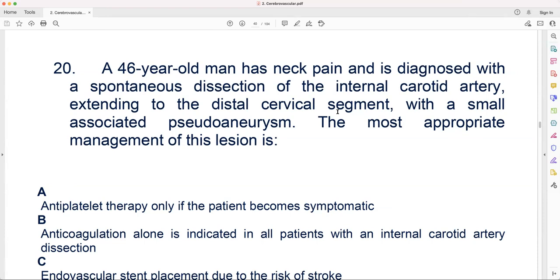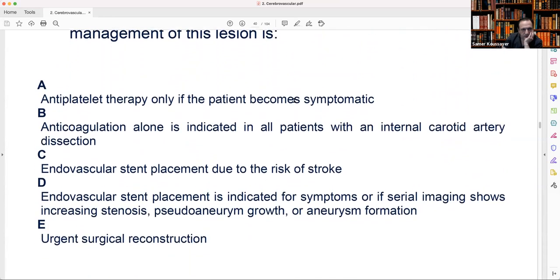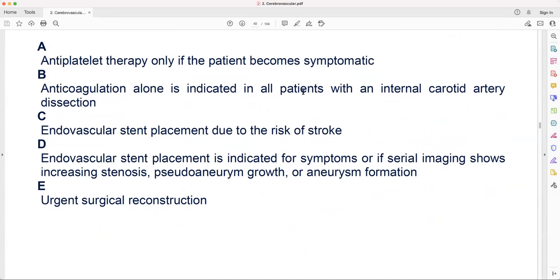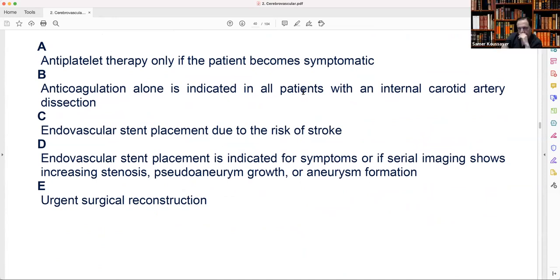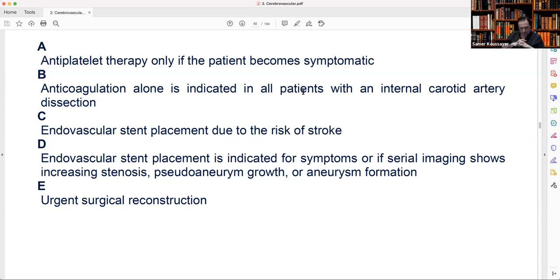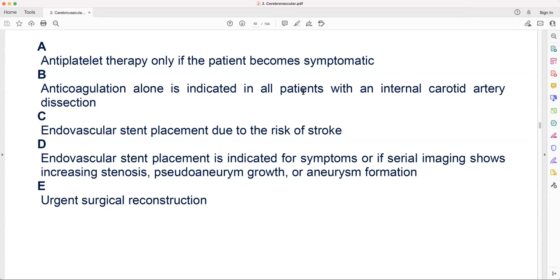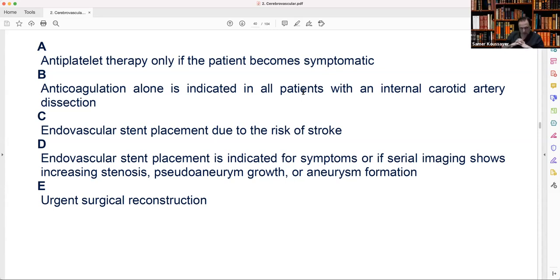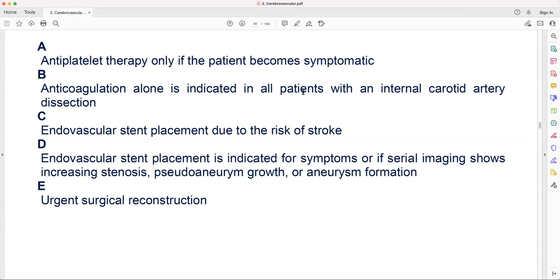Okay, let's see what the question said. Antiplatelet therapy only if the patient becomes symptomatic? No, even asymptomatic, we start antiplatelet. Anticoagulation alone is indicated in all patients with internal carotid artery dissection? Alone, no. Endovascular stent due to risk of stroke? No. Endovascular stent placement is indicated for symptoms or if serial imaging shows increasing stenosis, aneurysm growth or aneurysmal formation, yes. Urgent surgical reconstruction, no. So D is correct.